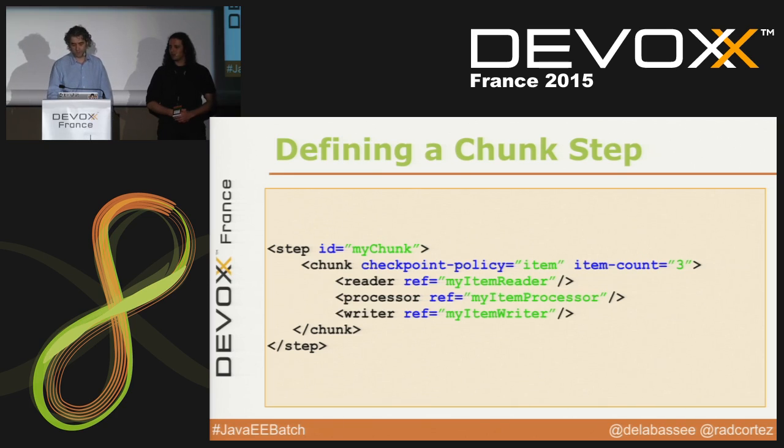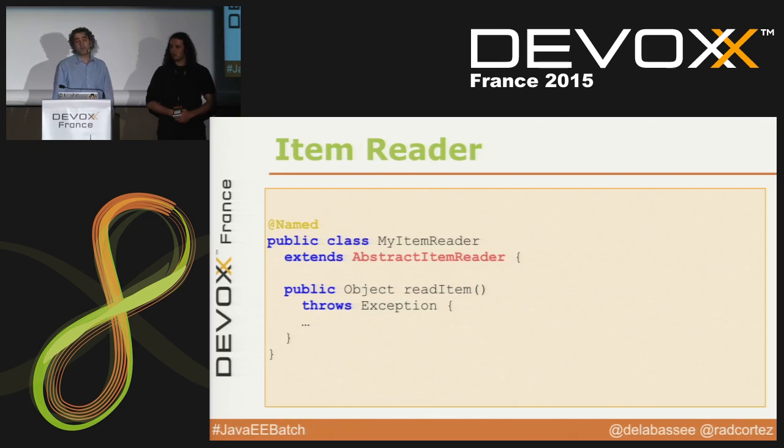So I have a chunk step. Obviously, I need to define that chunk step in a global job. Then I need to implement it. I need to write the implementation of the reader, the processor, and the writer. That's what we do here. This is a reader. We just extend AbstractItemReader that is provided by the JSR 352 API. And we provide an implementation of readItem. That's basically where we will, for example, go to the database to read something out of it.